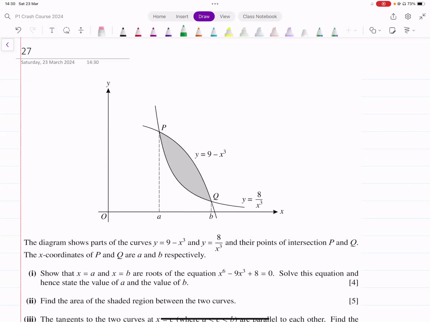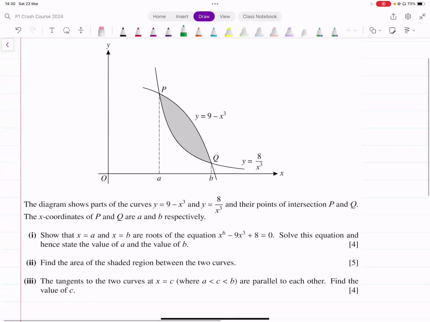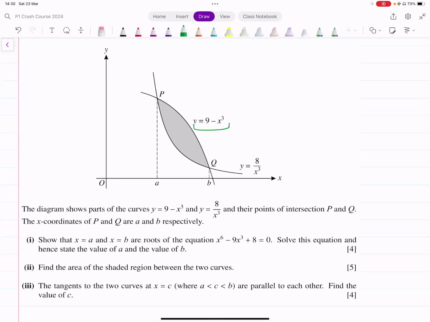Okay, good. So let's have a look at this. Question number 27. Let's try this. It says the diagram shows parts of the curves y equals 9 minus x cubed and y equals 8 over x cubed, and their points of intersection P and Q. The x coordinates of P and Q are A and B respectively. So these points P and Q have these x coordinates A and B. These are the points of intersection of these two graphs.